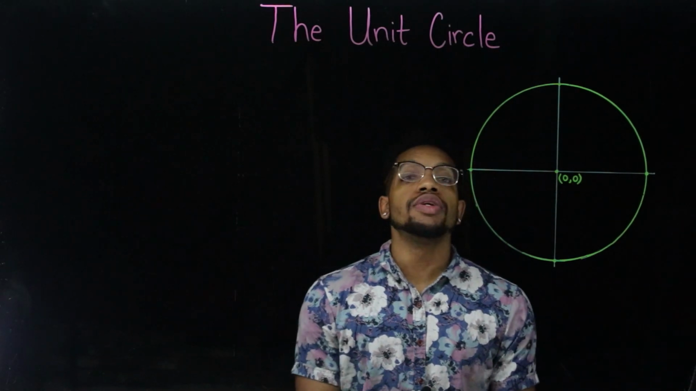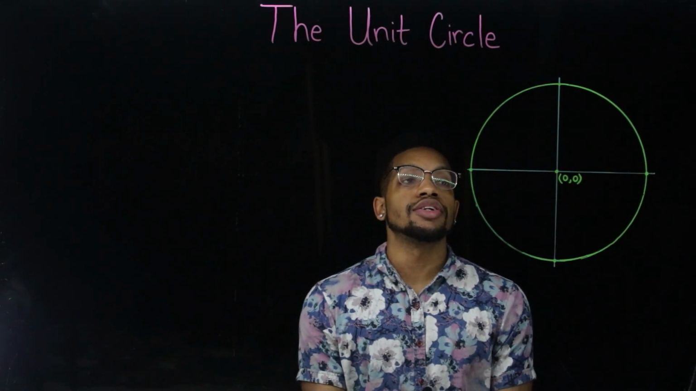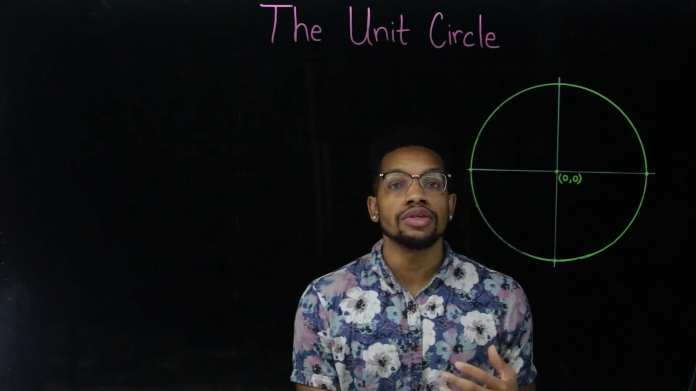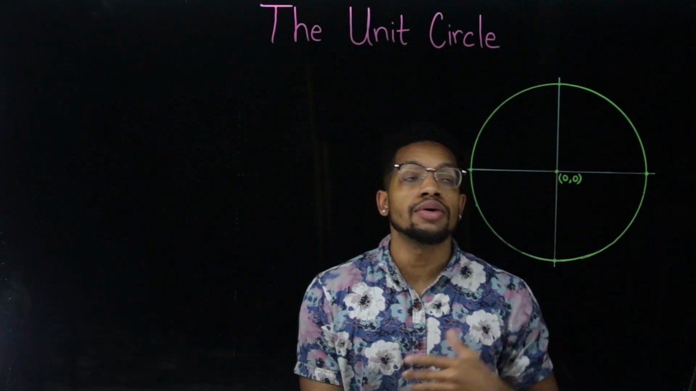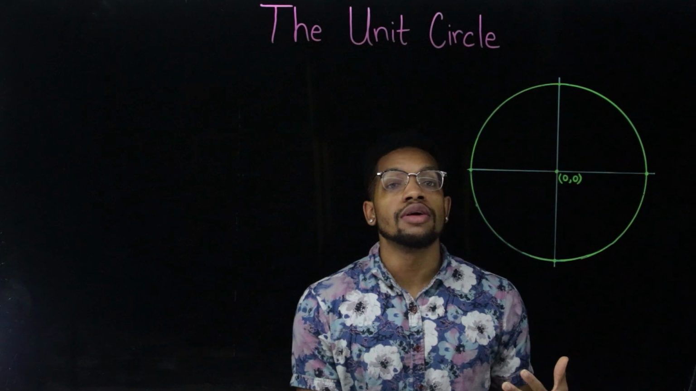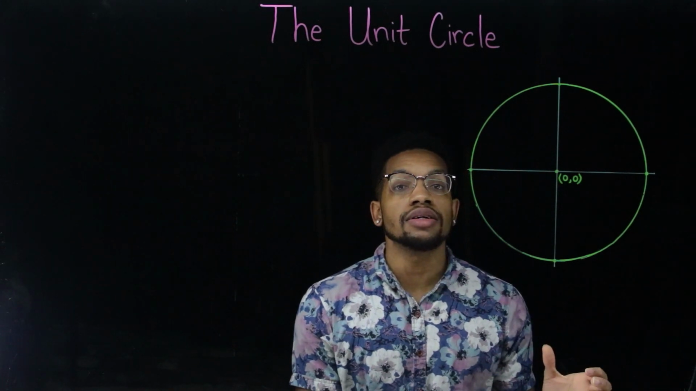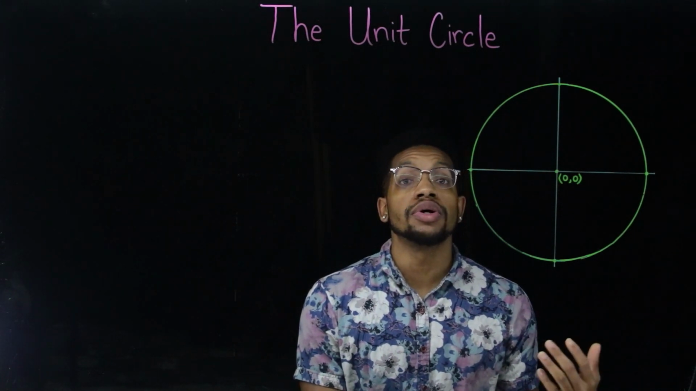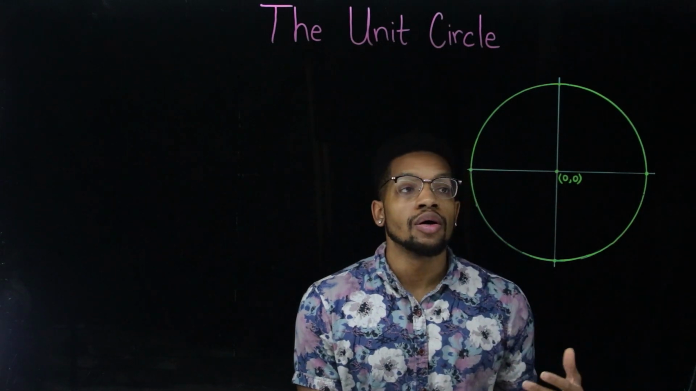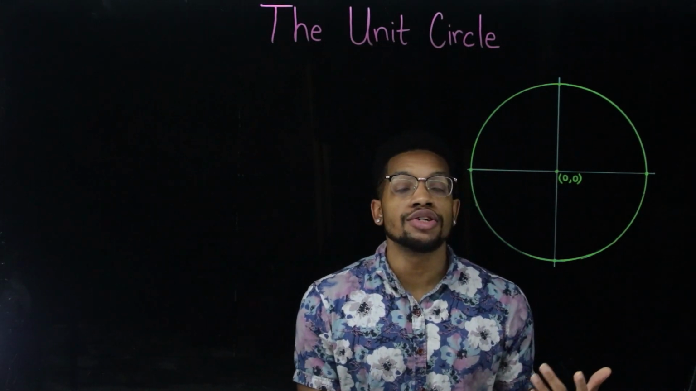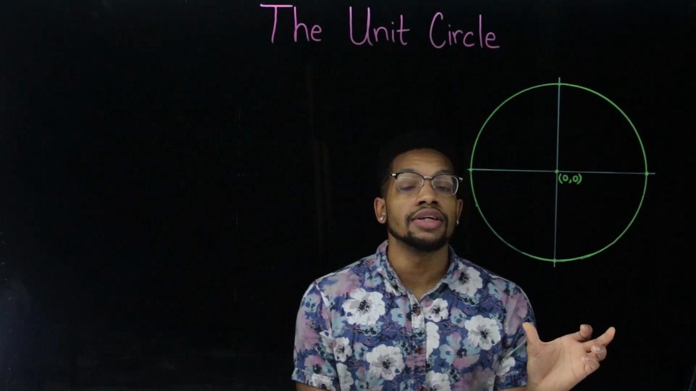All right, so the first thing you need to know about the unit circle is that it is a circle centered at the origin. So its center has coordinates (0, 0). And the most important thing you need to know is that the radius of this unit circle is of length 1. 1 unit, whatever that unit may be, centimeters, inches, whatever, as long as it's 1.